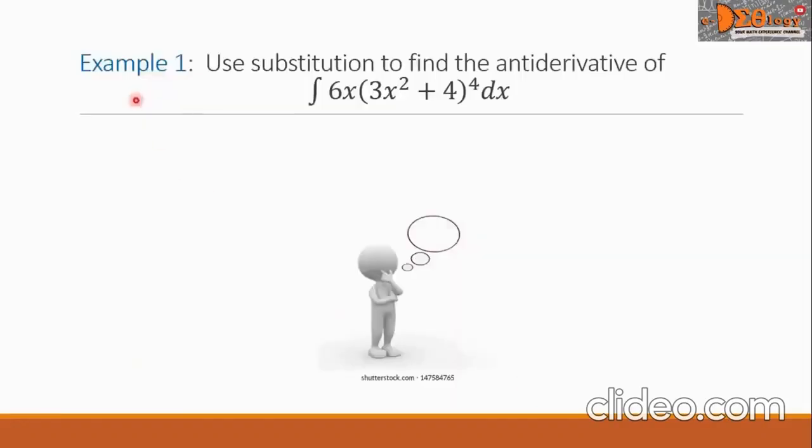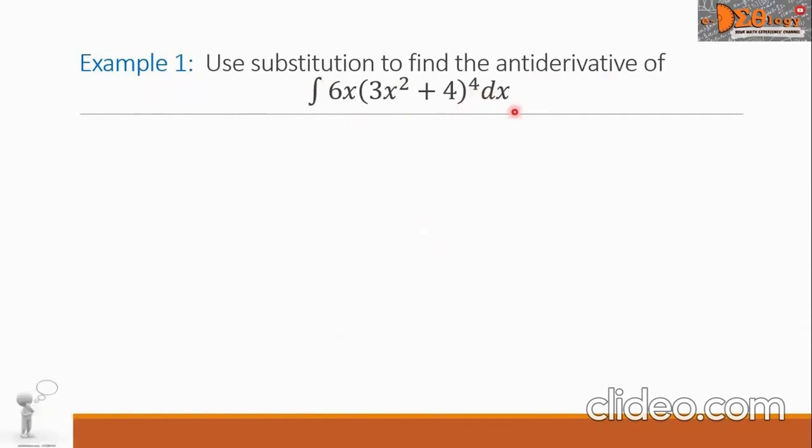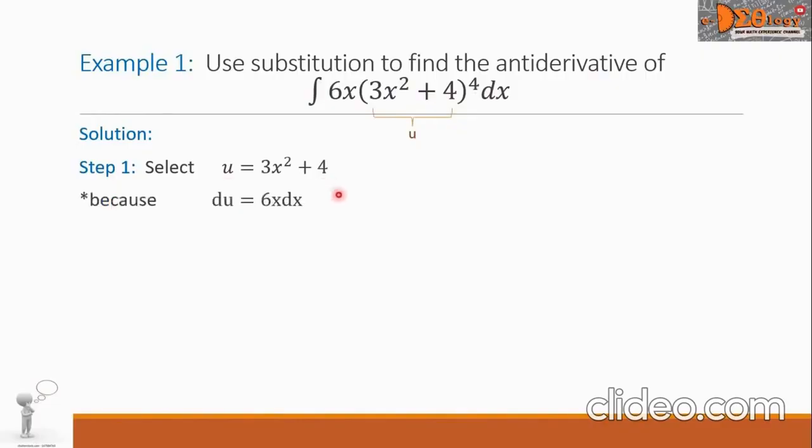This is example 1. Use substitution to find the antiderivative of the integral 6x times the quantity 3x squared plus 4 raised to 4 dx. For our solution, step 1 is to select u. Let us select this 3x squared plus 4 as the u, and let us take the derivative of this expression. So we have du equals 6x dx.